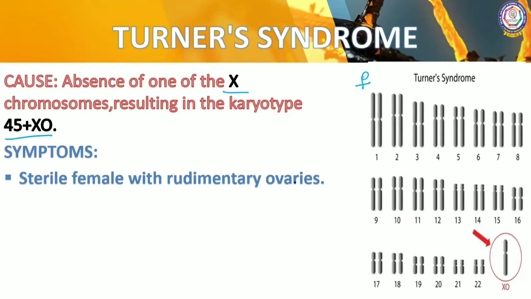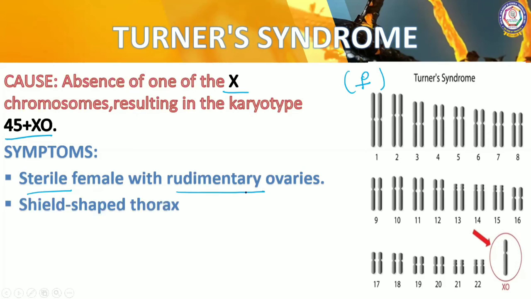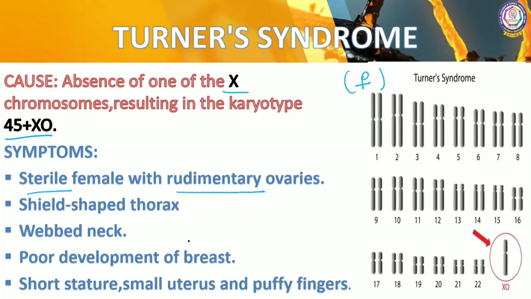Symptoms. The person will be sterile. I told you already, the person will be female. Rudimentary ovary, so they cannot fertilize. Shield-shaped thorax, broader thorax, webbed neck, and poor development of breast. The person looks short with a small uterus and totally they are sterile.